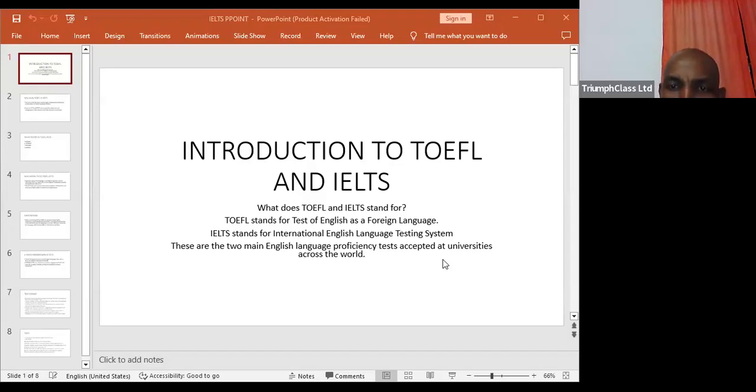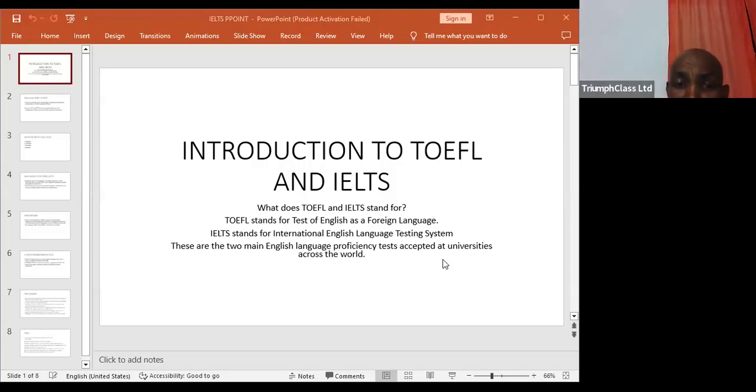So these are the two tests that we have to undergo, the tests we have to do for various applications. There may be professional applications, there may be study applications, there may be for the case of immigration to different countries in Europe and all over the world. I'm going to explain more on this.